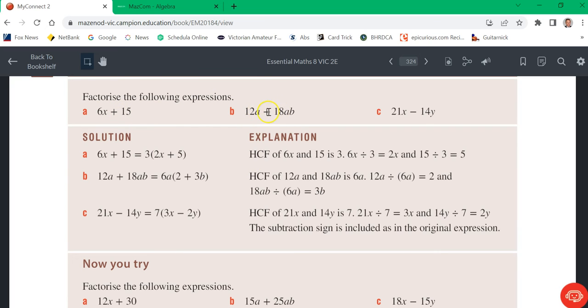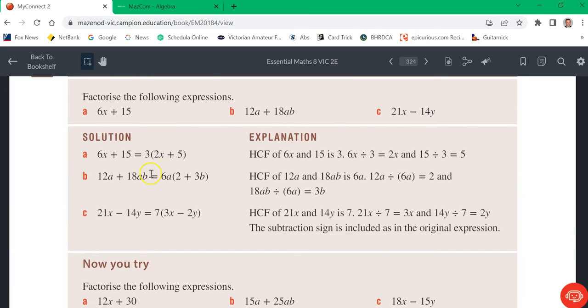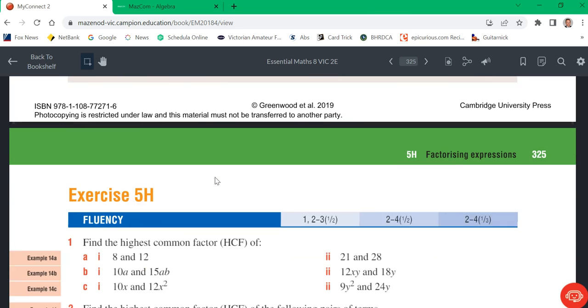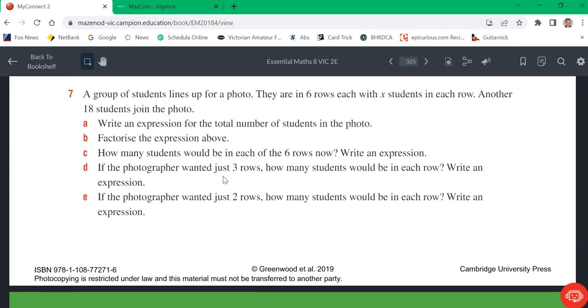The highest factor here would be 6. Right? 6a would be it. 6a goes into 12a, and 6a also goes into 18ab. Okay, so you've got this here. 6a times 2, and then 6a times 3b. So the highest common factor is going to be 6a. And the factorised form of 12a plus 18ab will be 6a bracket 2 plus 3b. So you can make sure that you are up to date with that. That's where I would like us all to be.